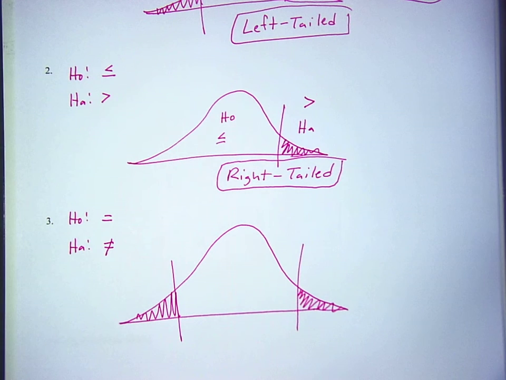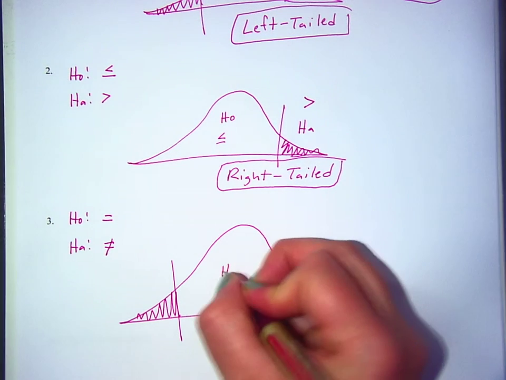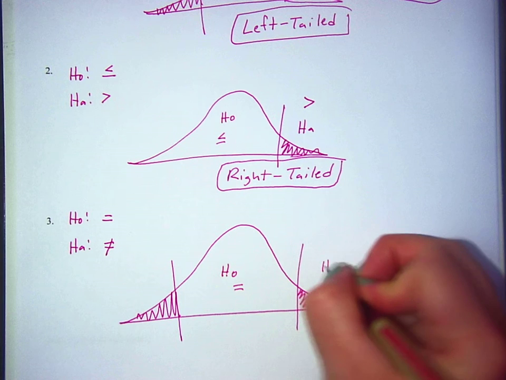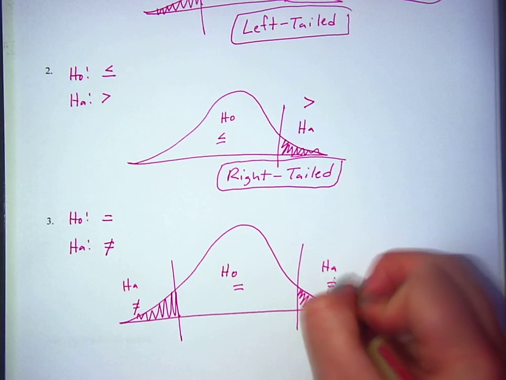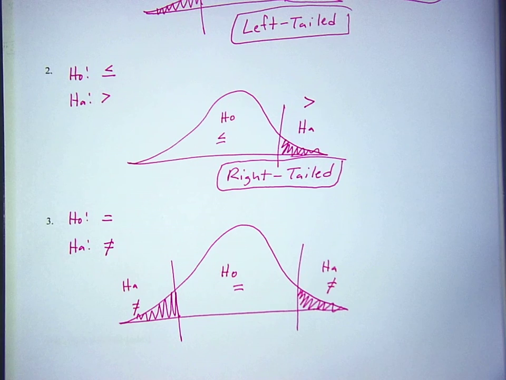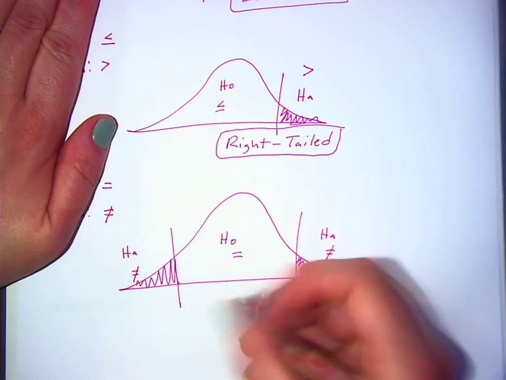Okay, for this one, H sub O is equal to, and H sub A, which is on either side this time, is not equal to. It could be more, it could be less, it is not equal to. And this one is called a two-tailed test.